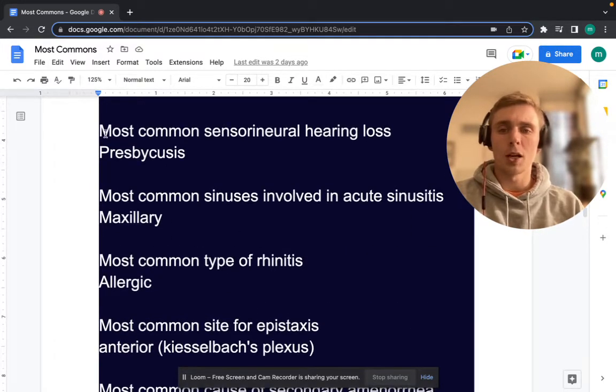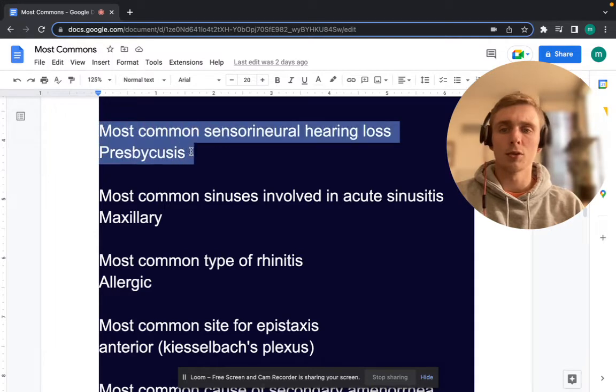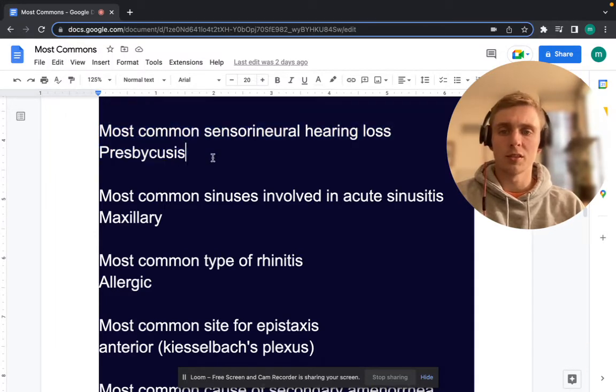How about the most common cause of sensorineural hearing loss? So what's the most common cause of sensorineural hearing loss? That's going to be presbycusis, so age-related hearing loss. So sensorineural hearing loss, most common is presbycusis, age-related hearing loss.